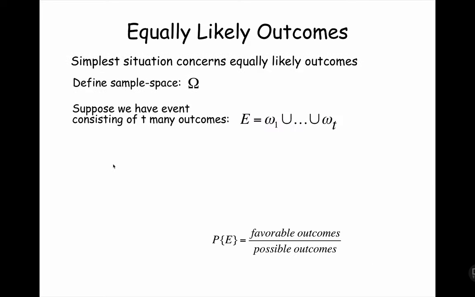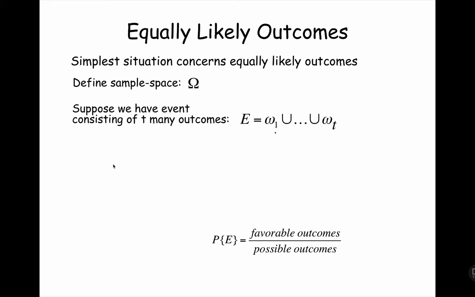Okay, so the simplest type of outcome concerns our equally likely events. Let's say we have some complex event, E, and that complex event is formed by taking the union of T many of those simple events. That goes back to the definition of a sigma algebra. We have a finite union of events, a countable union of events.